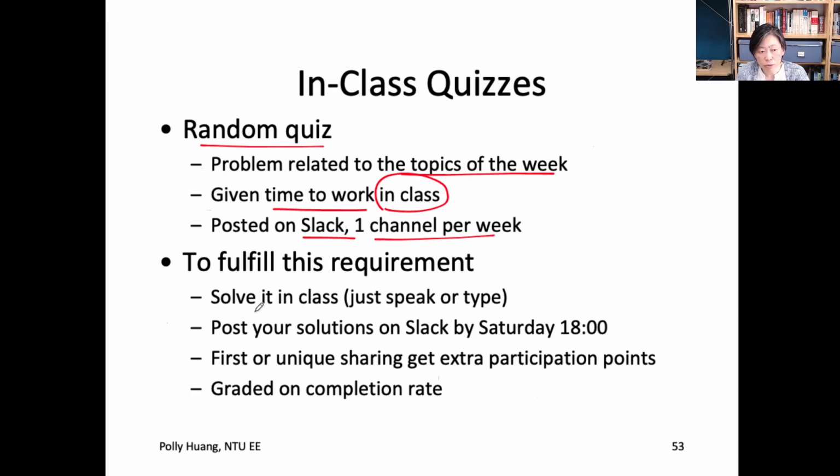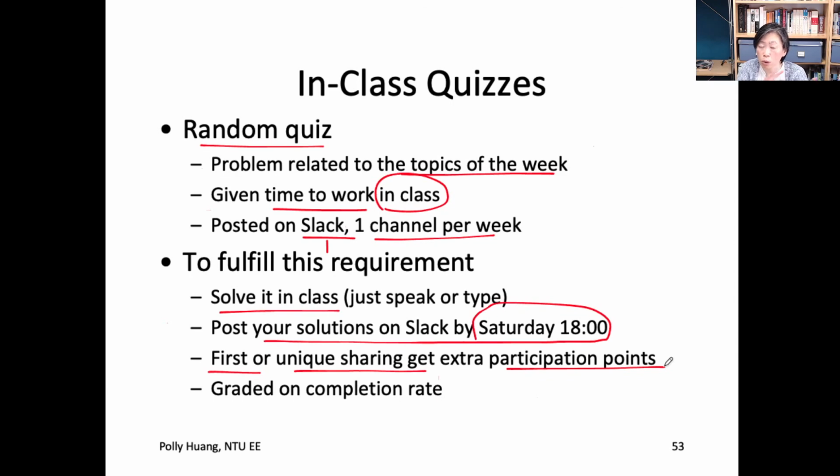To fulfill this requirement, solve it in the class, and Poly will just take note and say you're done. Then you don't need to upload things in addition to Slack. Or post your solutions on Slack by Saturday that week, 6 p.m. The first and unique sharing will also get some extra participation points.